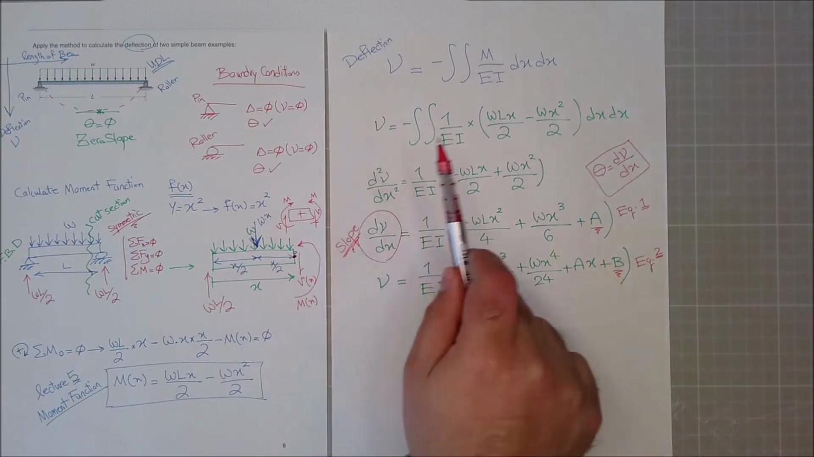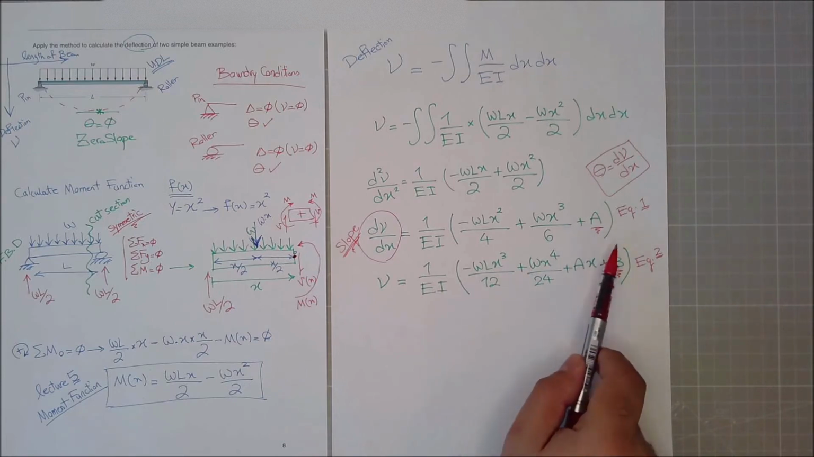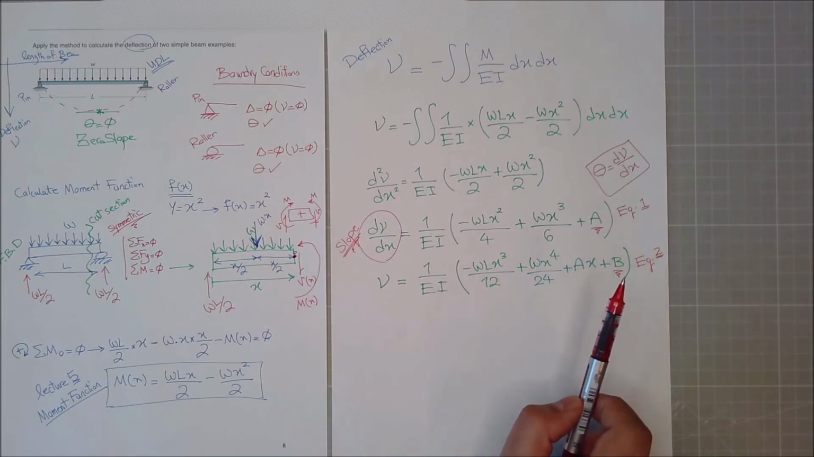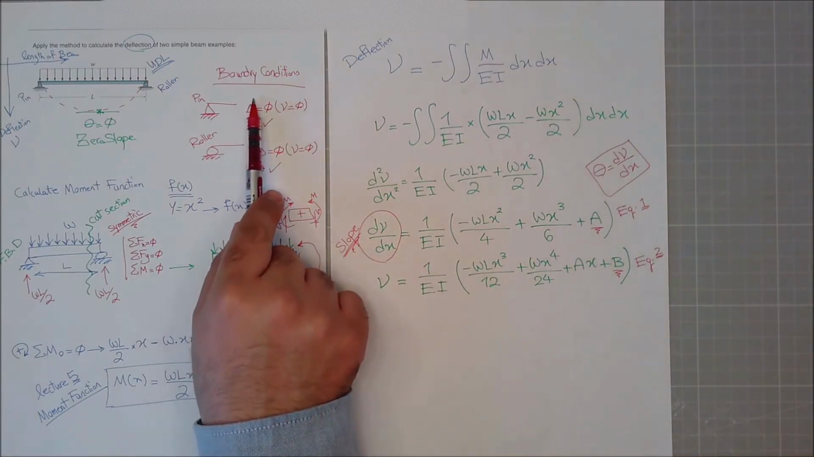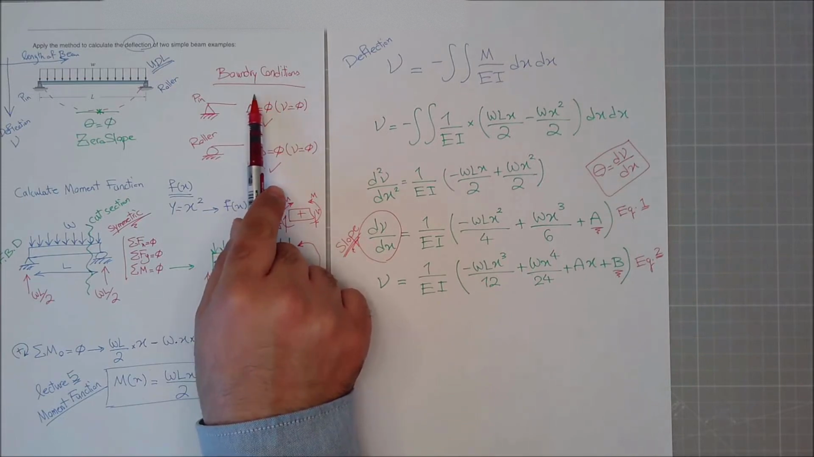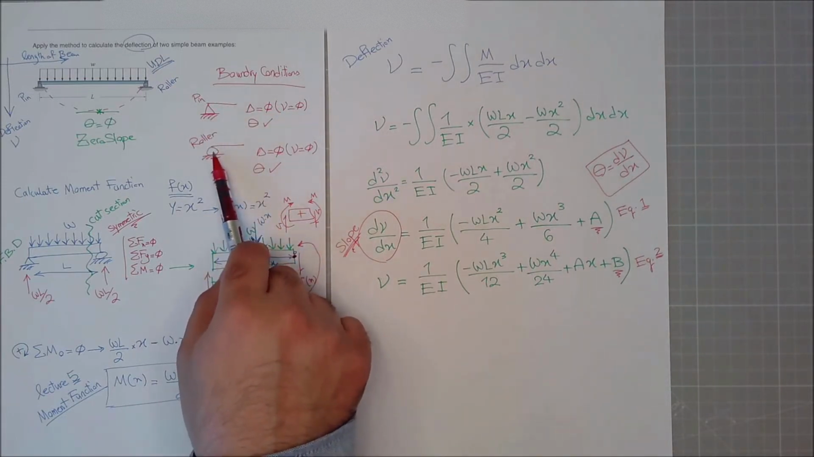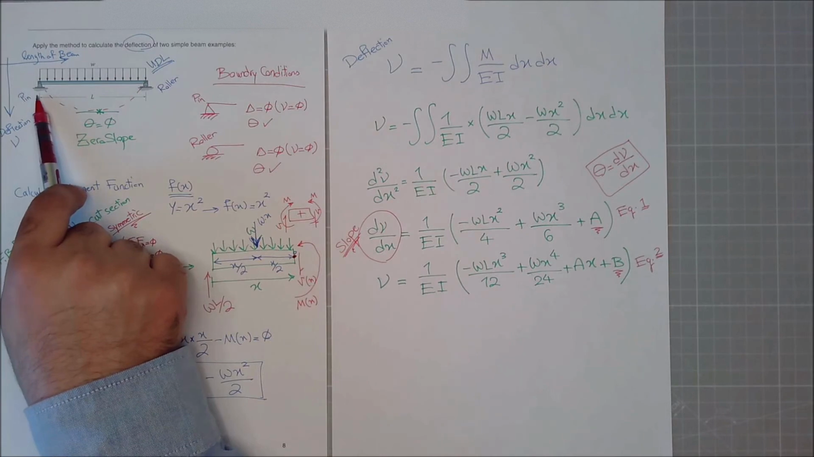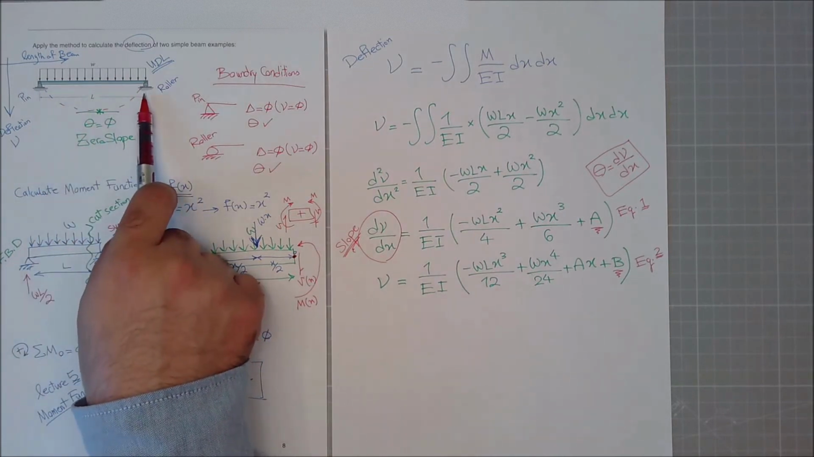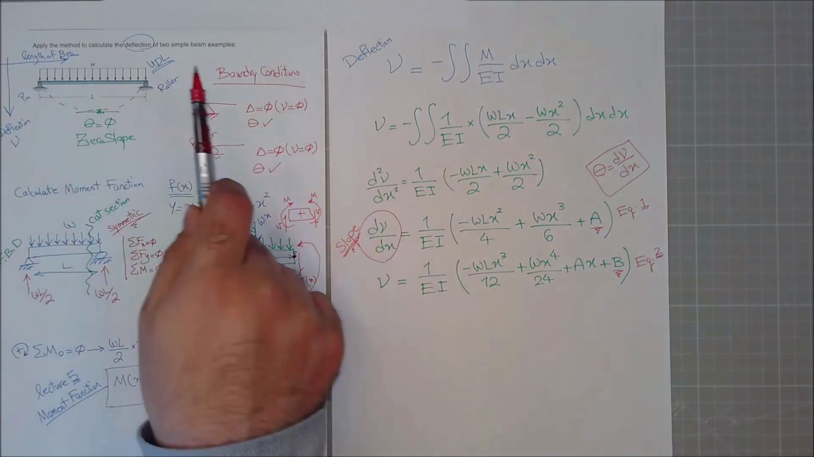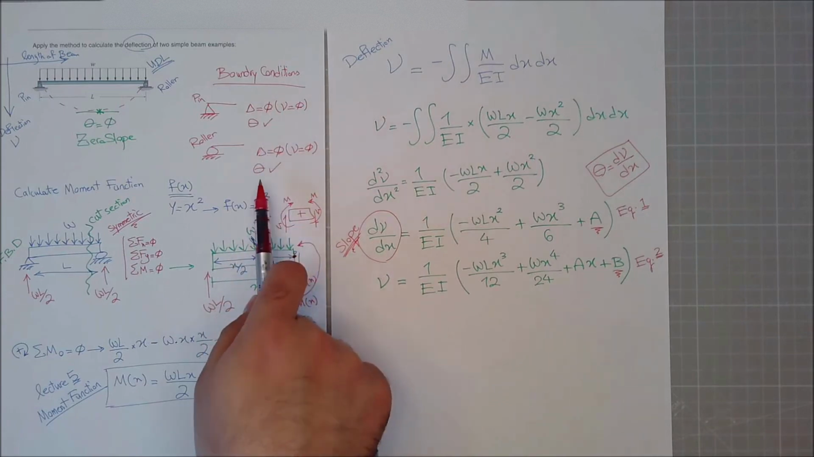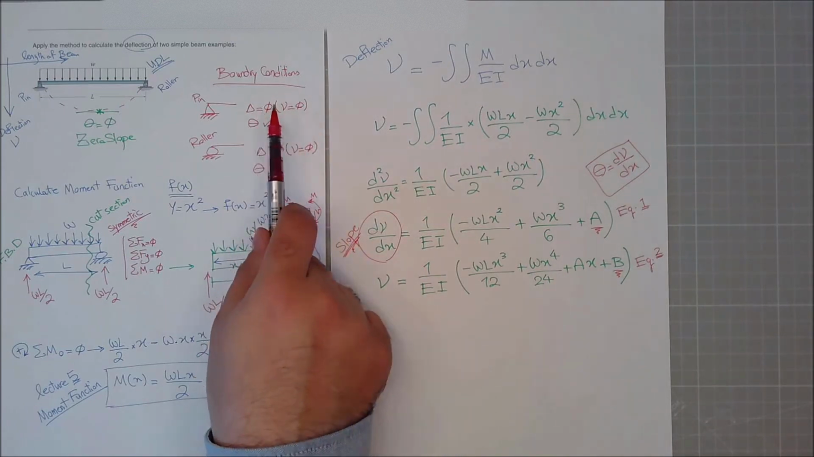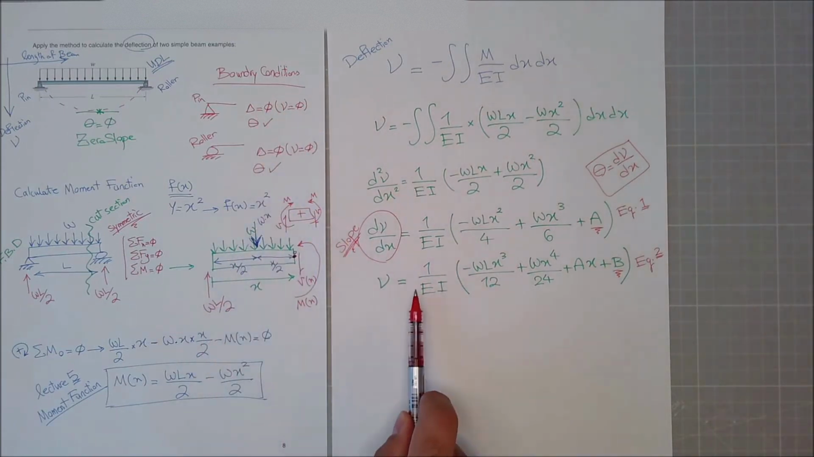But let's get back to the question. We have a problem of A and B. How can we solve it? We go back to the boundary conditions. The boundary conditions are saying that at the supports, one of them is at x equal to 0 and one of them is at x equal to L, I have these conditions. The slope exists, but the deflection is 0. Can I use it? Yes.